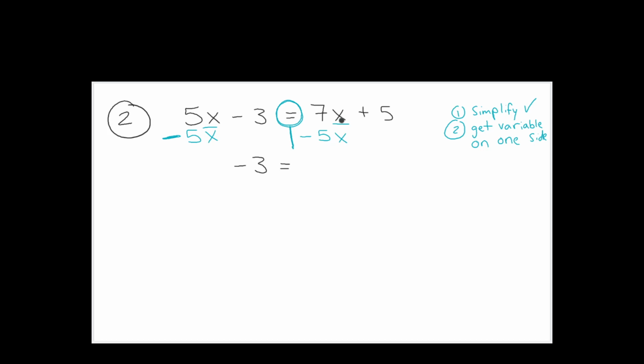And now I have 7x minus 5x. Well, 7, take away 5. $7 minus $5 is 2. Still got that plus 5 just chilling at the end there. So, get the variable on one side. Check. After we've done that, we are going to get our x solved for by using addition property and then multiplication property.